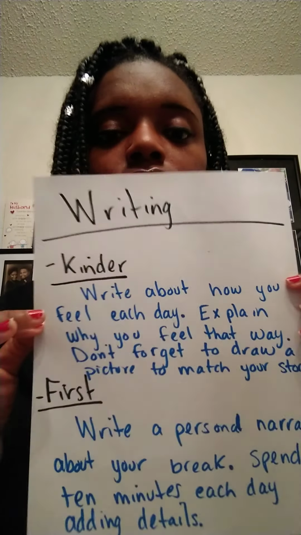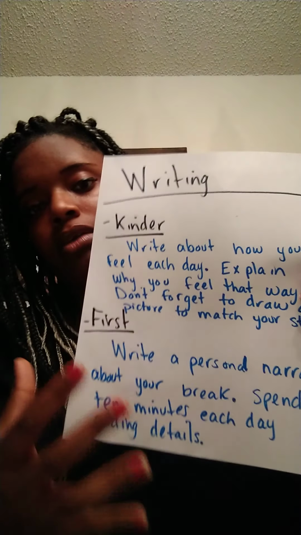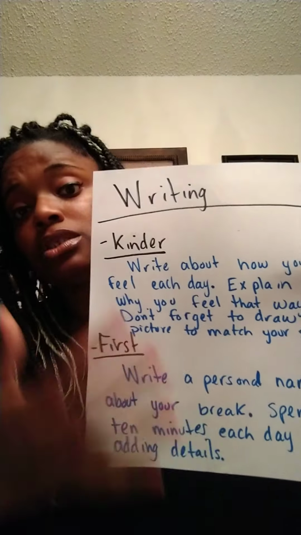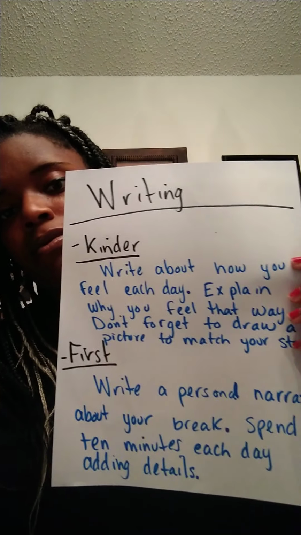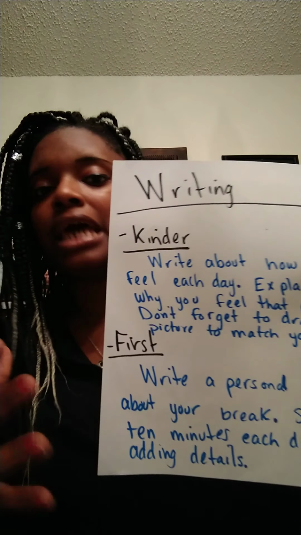This is the Kinder's one, but don't worry about it being backwards because I am going to post this paper so everyone can see it. Excuse the handwriting. If you can't understand something, you can always ask me. But for Kinder writing, every day they'll write about how they feel and then they'll explain it. So what we're working on in Kinder 2 is whenever they're writing, their picture needs to match their story.